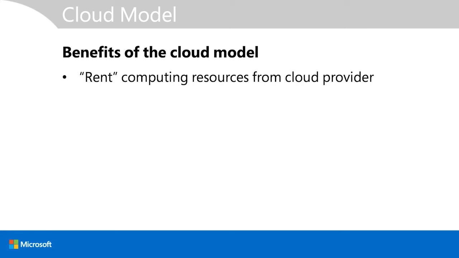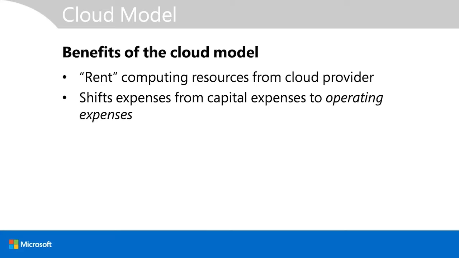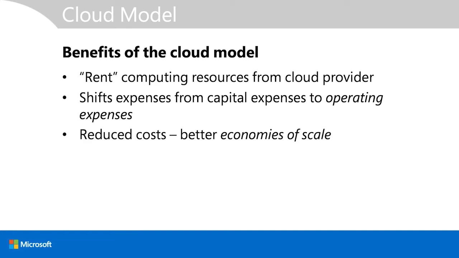Now, let's look at the cloud model of hosting an application. In the cloud model, you rent computing resources from the cloud provider. You don't have to buy expensive equipment, some of which you won't even use to its fullest. This shifts your expenses from capital expenses to operating expenses, and that reduces your costs. It gives you better economies of scale. Now, the cloud provider purchases massive amounts of infrastructure at a reduced cost, and then that reduced cost is passed on to you. That's what we're talking about when we mention economies of scale.